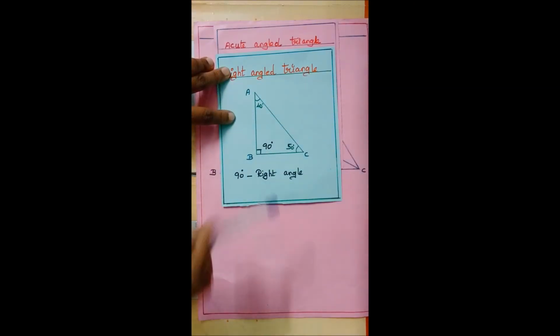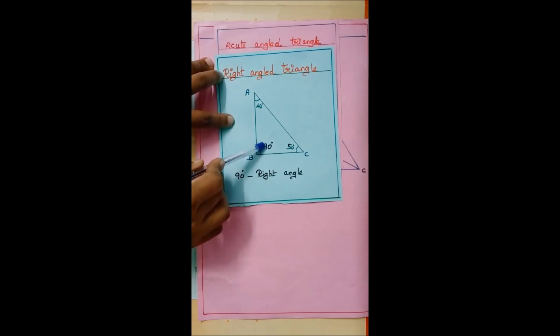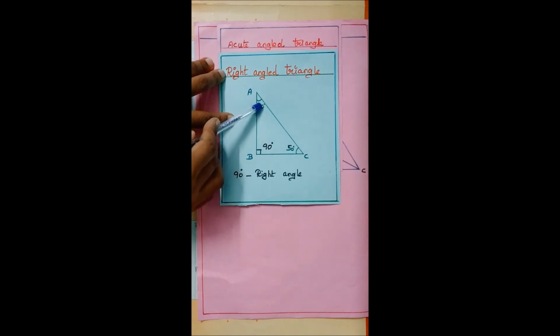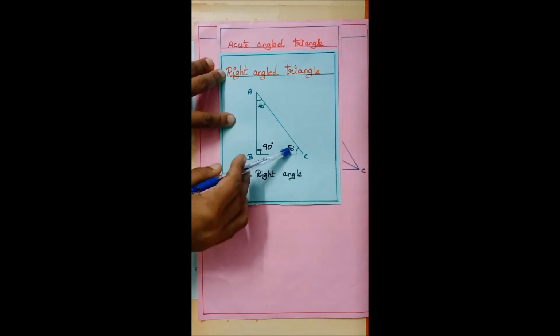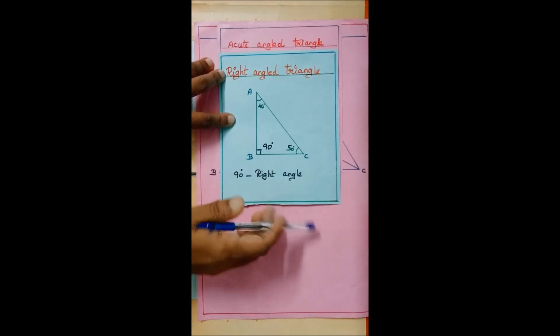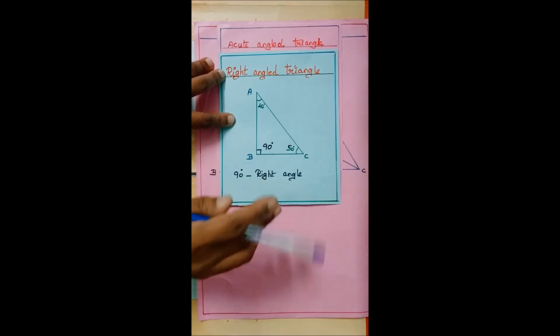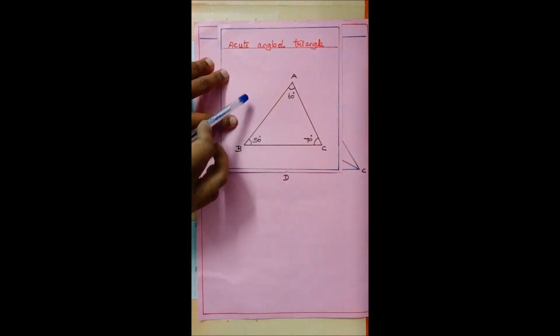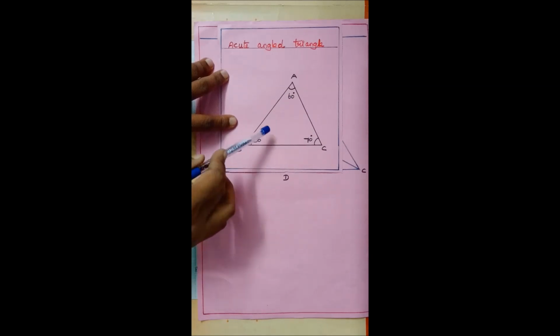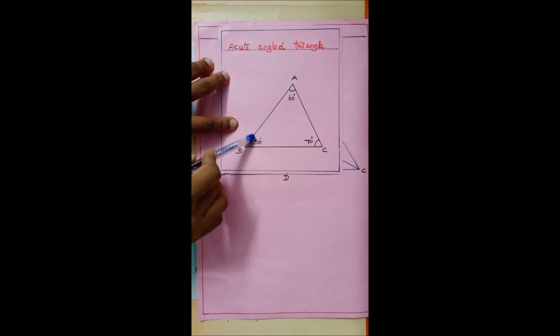Similarly, if any one of the angles is 90 degree, then the triangle is said to be a right angled triangle. See here, one of the angles is 40 degree, one is 50 degree and another angle is 90 degree. So among the 3 angles we got one right angle. So we can call this triangle a right angled triangle. What is meant by right angle? 90 degree is said to be a right angle. And what is meant by acute angled triangle? If all the angles of a triangle are acute, then the triangle is said to be an acute angled triangle. I hope you have understood.